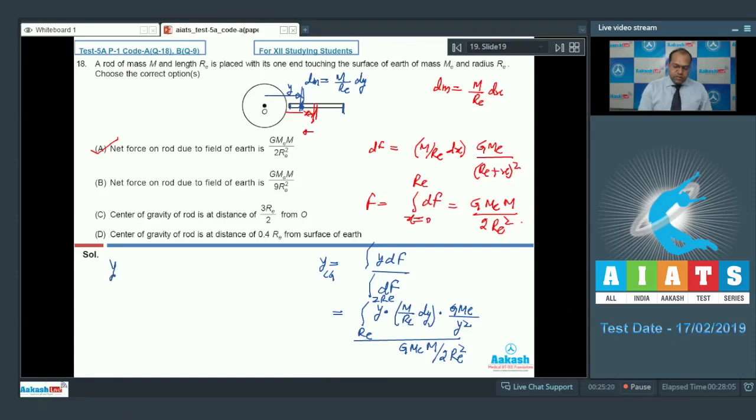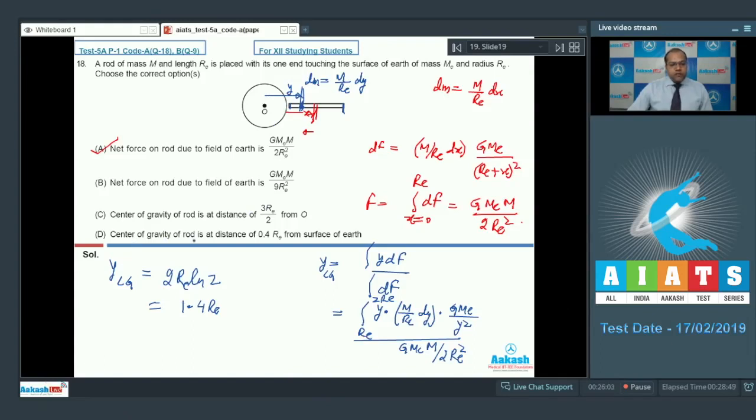So if I solve this, the position of center of gravity comes out to be 2R ln 2. So this comes out to be 1.4 Re. So this is Re. So let's check options C and D. The center of gravity of the rod is at a distance 3Re by 2 from O. So this is wrong. This is at a distance of 1.4 Re.